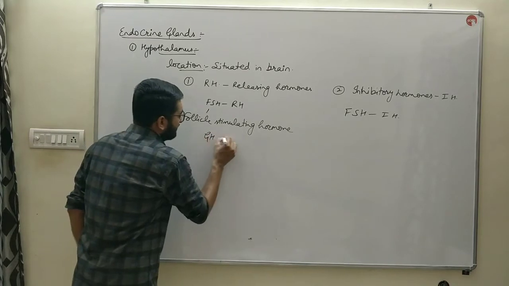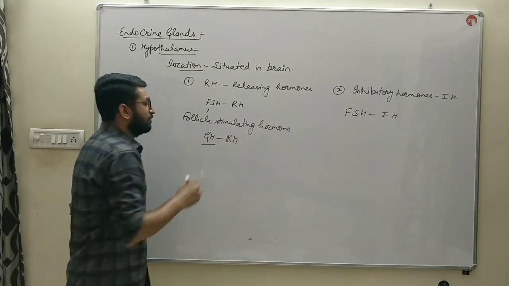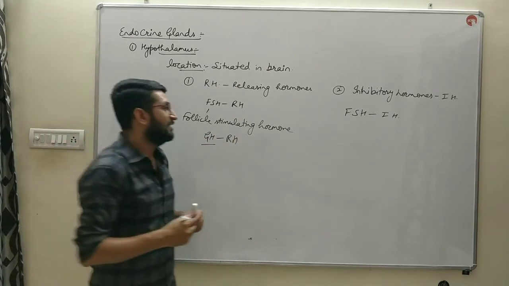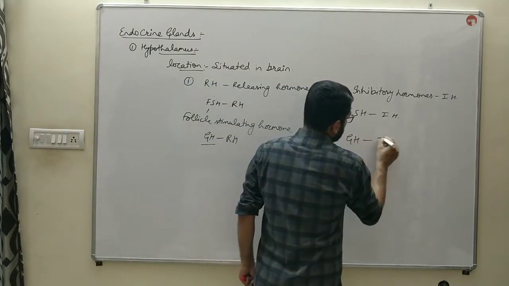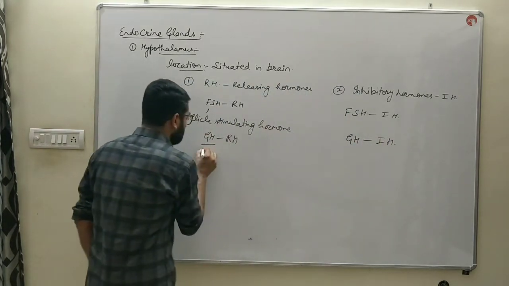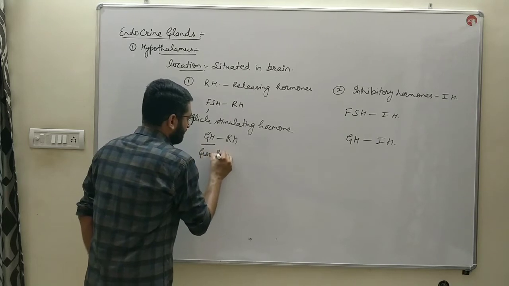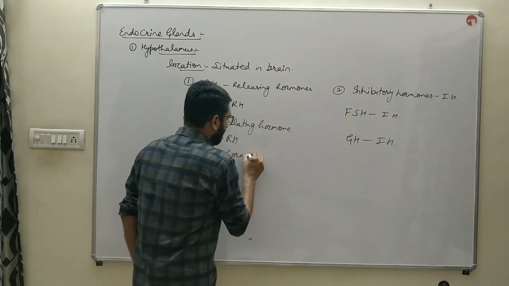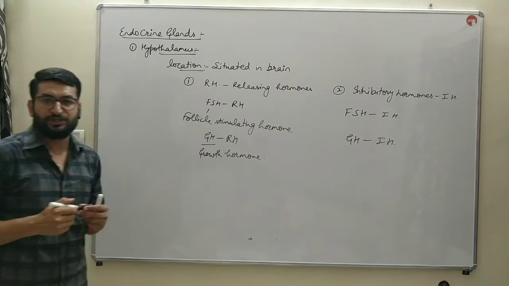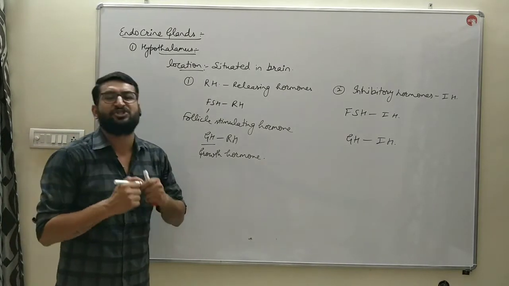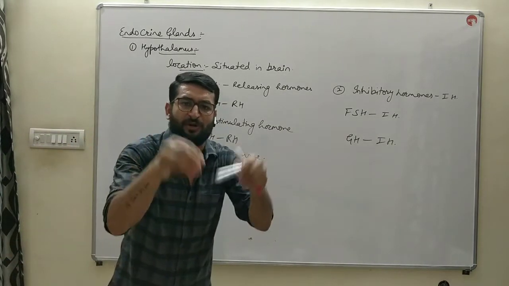Likewise, GH-RH, growth hormone releasing hormone, and GH-IH, growth hormone inhibitory hormone. At a certain age, the growth hormone is released in the body, which controls the growth, and after a certain age, at maturity, the growth hormone secretion is stopped.